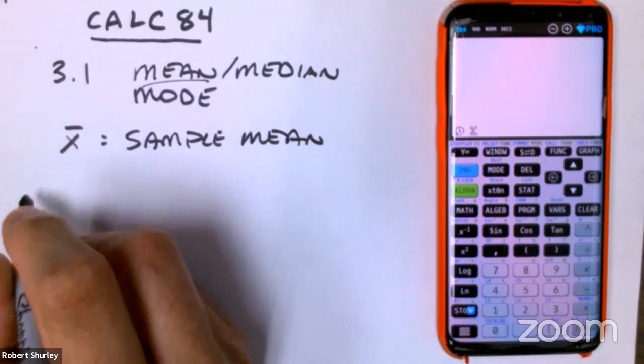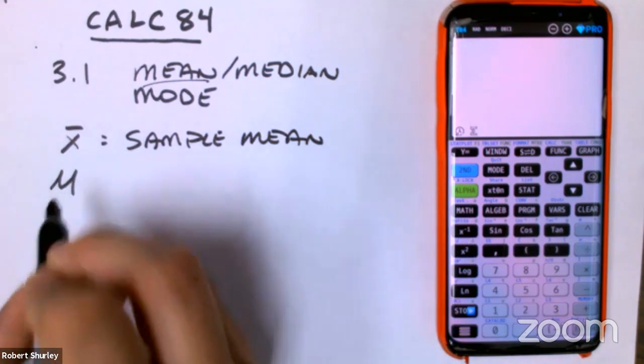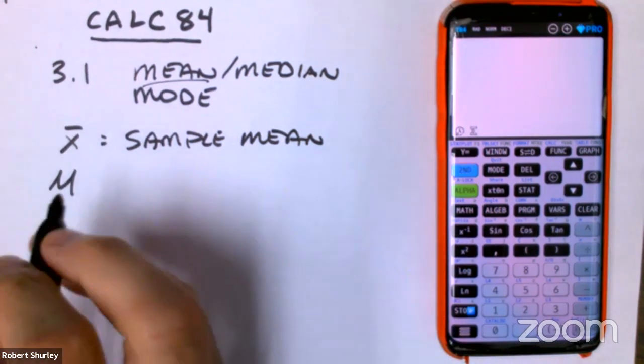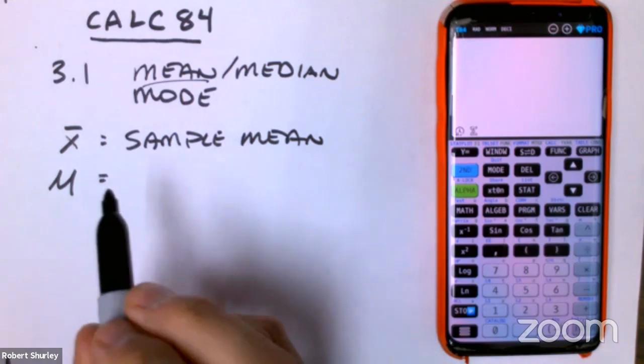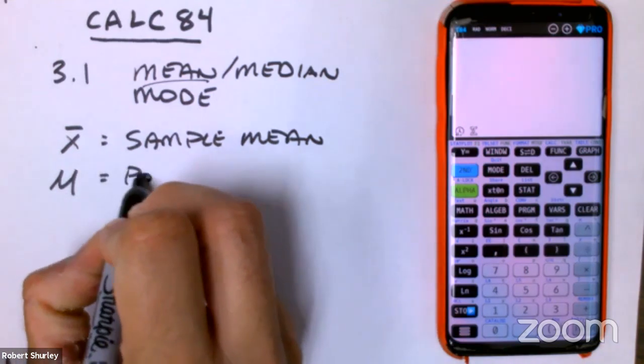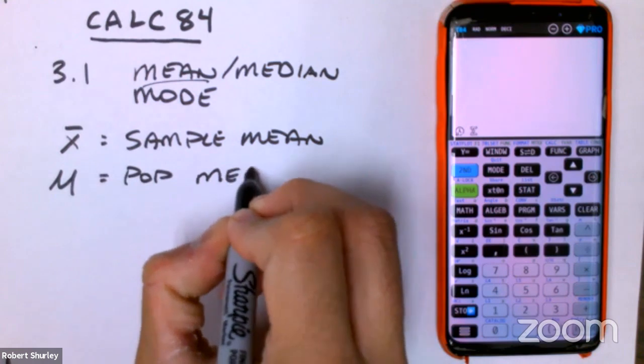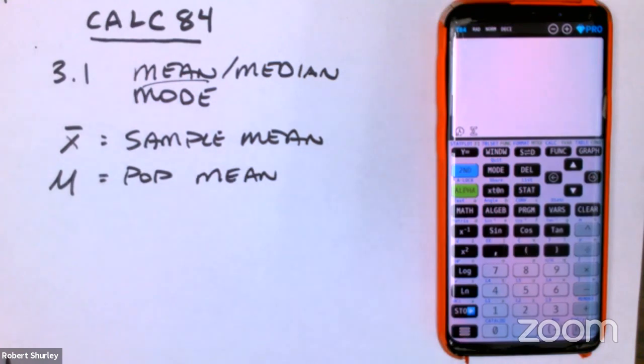And then mu looks like that. And you can see on page 95, in the middle of page 95, how it looks whenever you use a computer to write it. But mu is the population mean. Okay. And it's very straightforward.